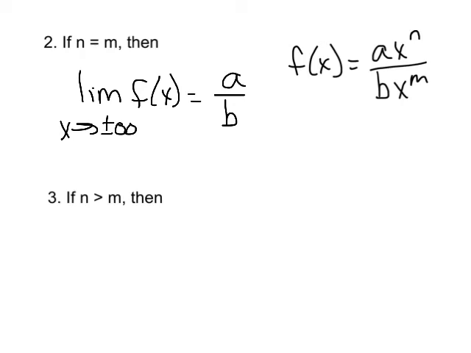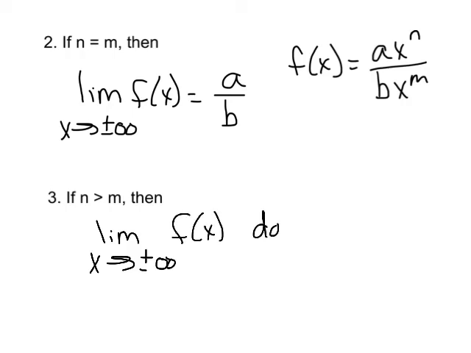And then, in the third case, if my numerator degree is greater than my denominator, there's no limit, because the function just keeps increasing. So in that case, we say the limit as x approaches positive or negative infinity of f of x does not exist. The limit does not exist.